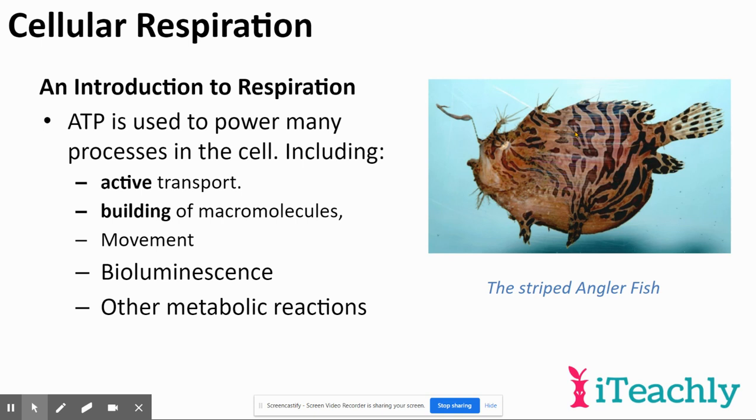ATP is used to power many processes in the cell, like active transport, which requires energy, building of molecules, which requires energy, movement, bioluminescence. Here is this anglerfish that has this light. It shines this light, like if you think of Dory, that fish had that light real deep in the water, and other metabolic reactions. So ATP is kind of like the energy currency of your cell.